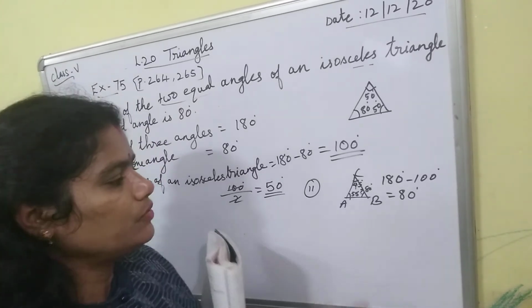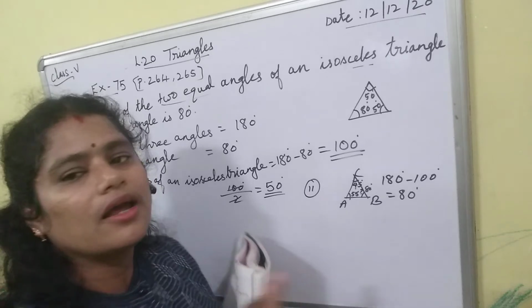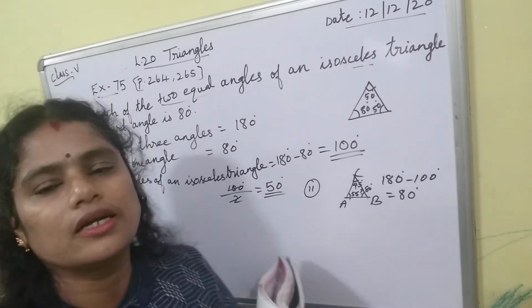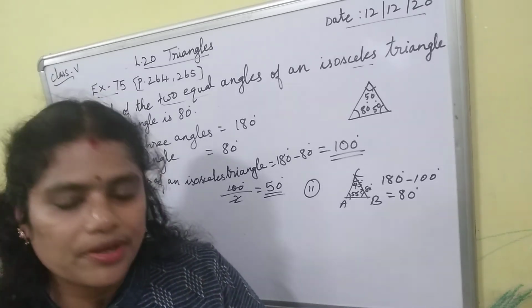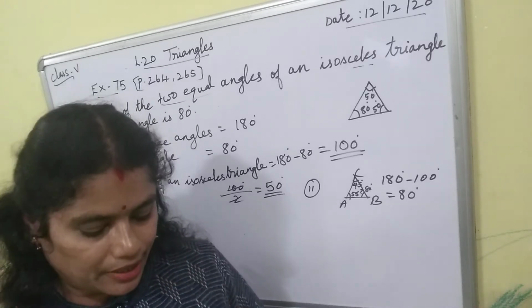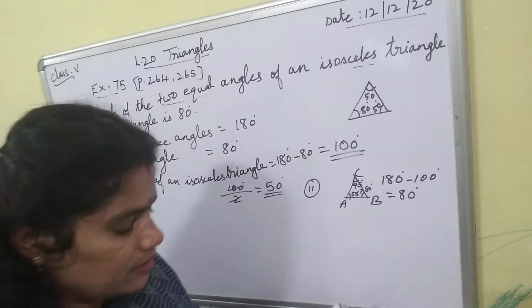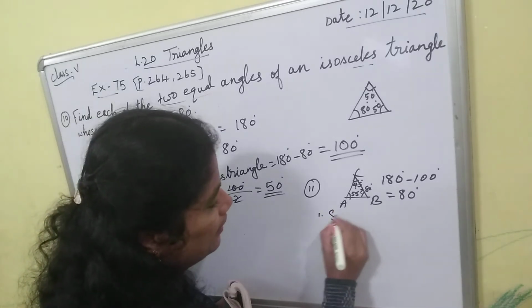Okay children, now you see these three angles are different. So what triangle may it be? Scalene triangle. We have to find out like that. So the first one is scalene.